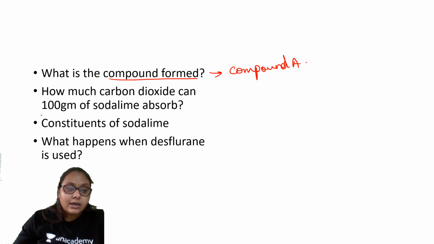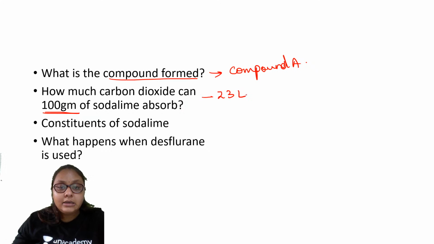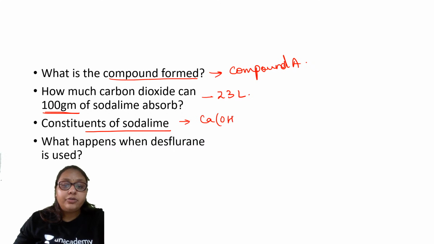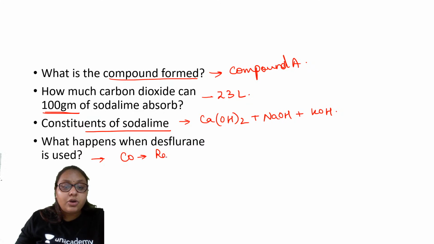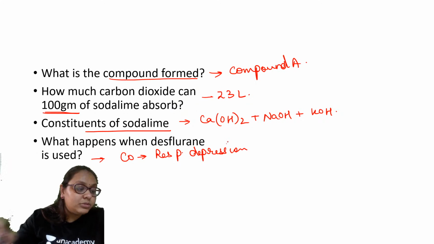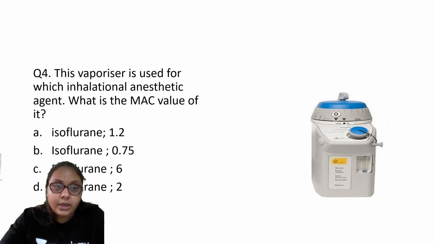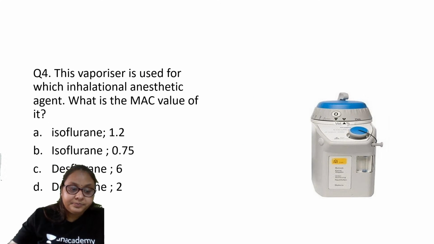How much carbon dioxide can 100 grams of soda lime absorb? It is around 23 liters. What are the constituents? The major constituent is calcium hydroxide. The other constituents are sodium hydroxide and potassium hydroxide. What happens when desflurane is used? It will react with it to form carbon monoxide, which causes respiratory depression. So these are the questions which can be asked from soda lime. Is it clear? Okay.